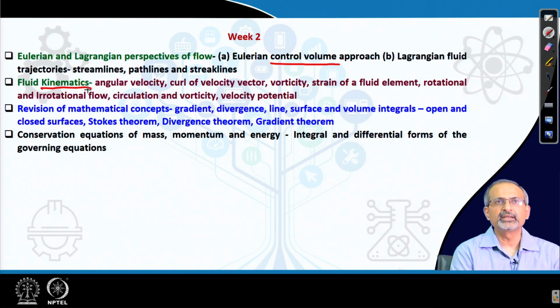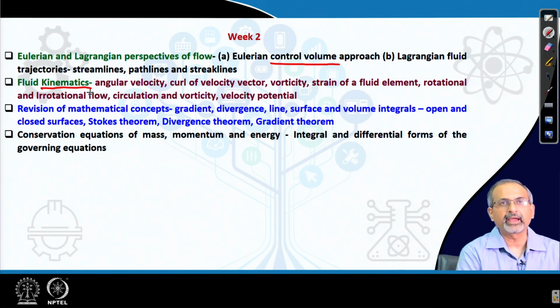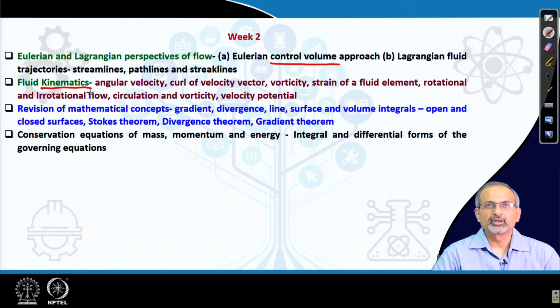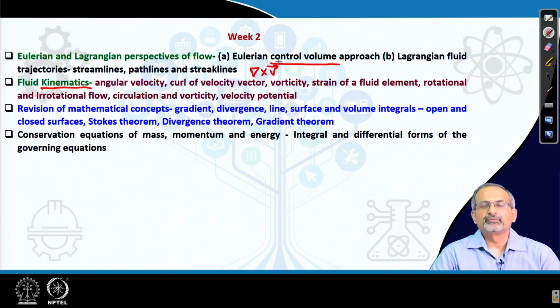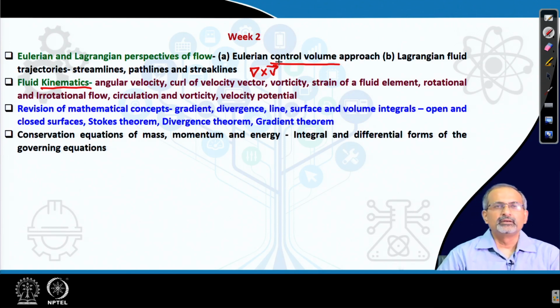There were many aspects that we discussed, like angular velocity, curl of the velocity vector, the vorticity, strain of a fluid element, rotational and irrotational character of the flow, and then we also learned where rotationality occurs in flow fields, like we remember it occurs within a boundary layer. We learnt about circulation and vorticity as well as velocity potential. Revision of mathematical concepts was also taken up.